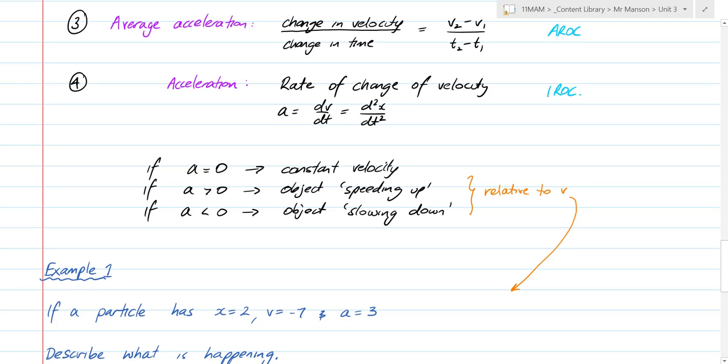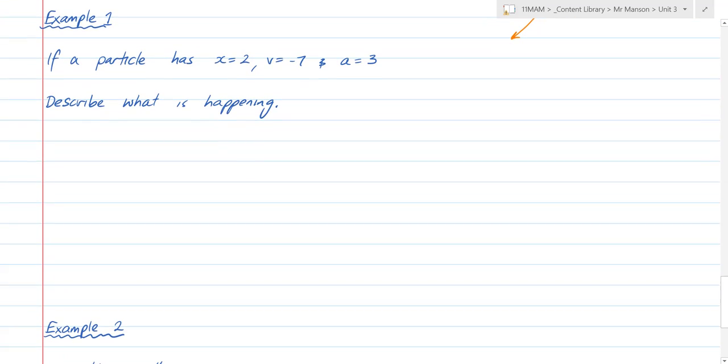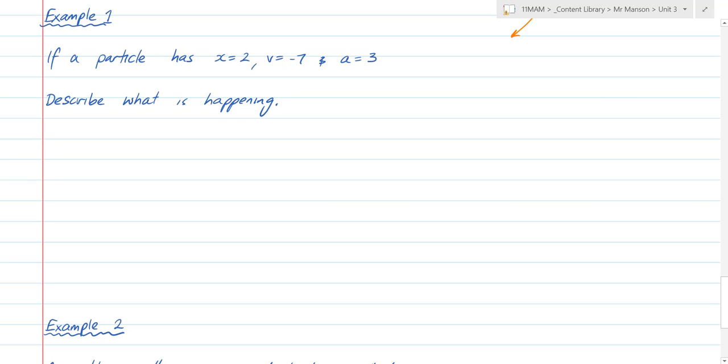And I've got 2 examples, and I'm going to leave you alone. Example 1 is really, really theoretical. There's nothing there about the context at all. I'm just asking you, if a particle has x equals 2, v equals -7, and a equals 3, describe what's happening to this particle. Reggie, what do you got? Anybody got anything?